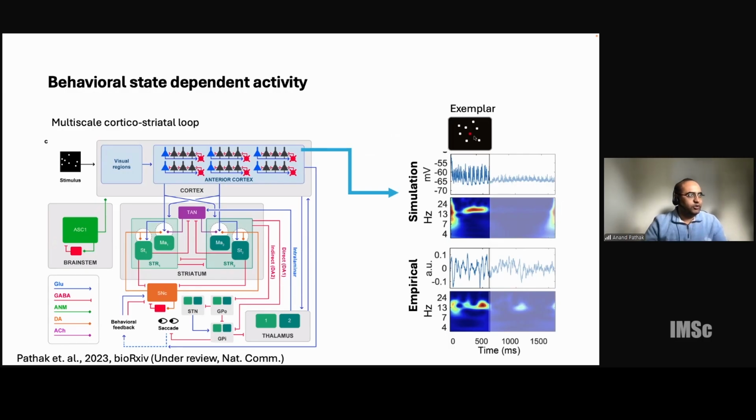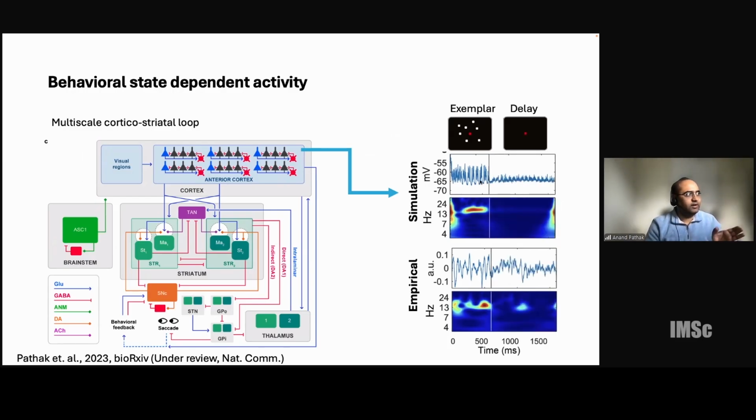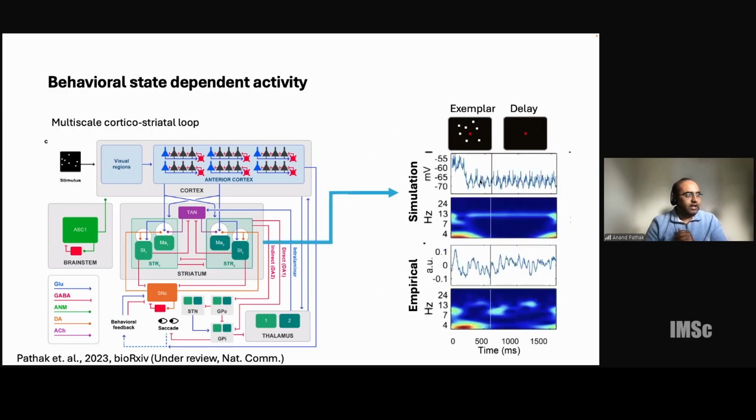So during the stimulus, the exemplar phase, where the stimulus is there in the cortex, this is from the empirical readings of the LFP, and this is a kind of estimated LFP from the spikes in the model. And then in the delay period, the activity slightly reduces, but it still exists. And something similar happens in the striatum as well.